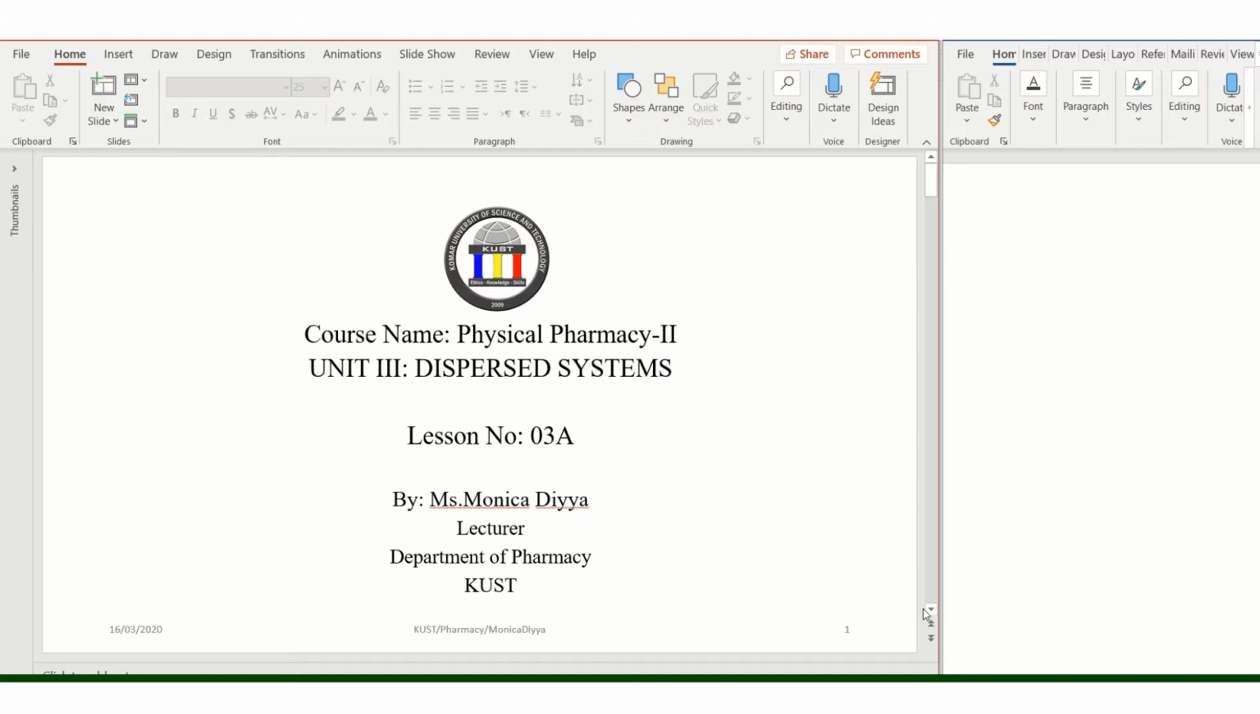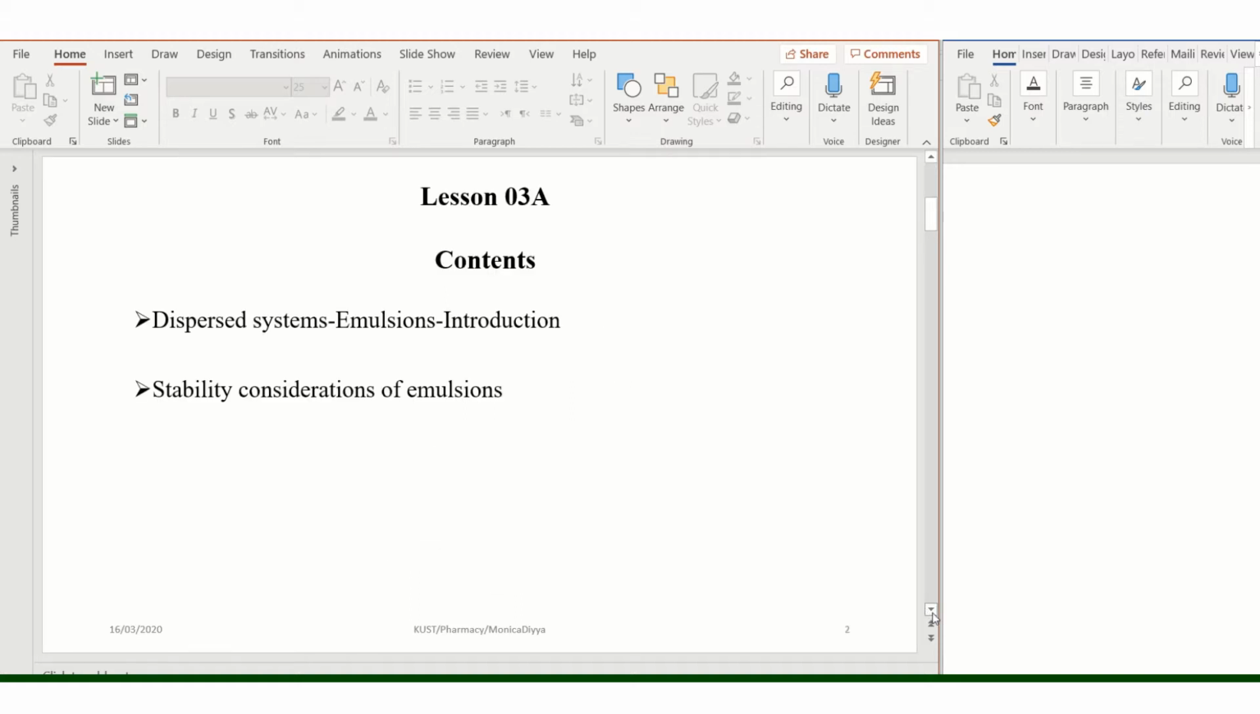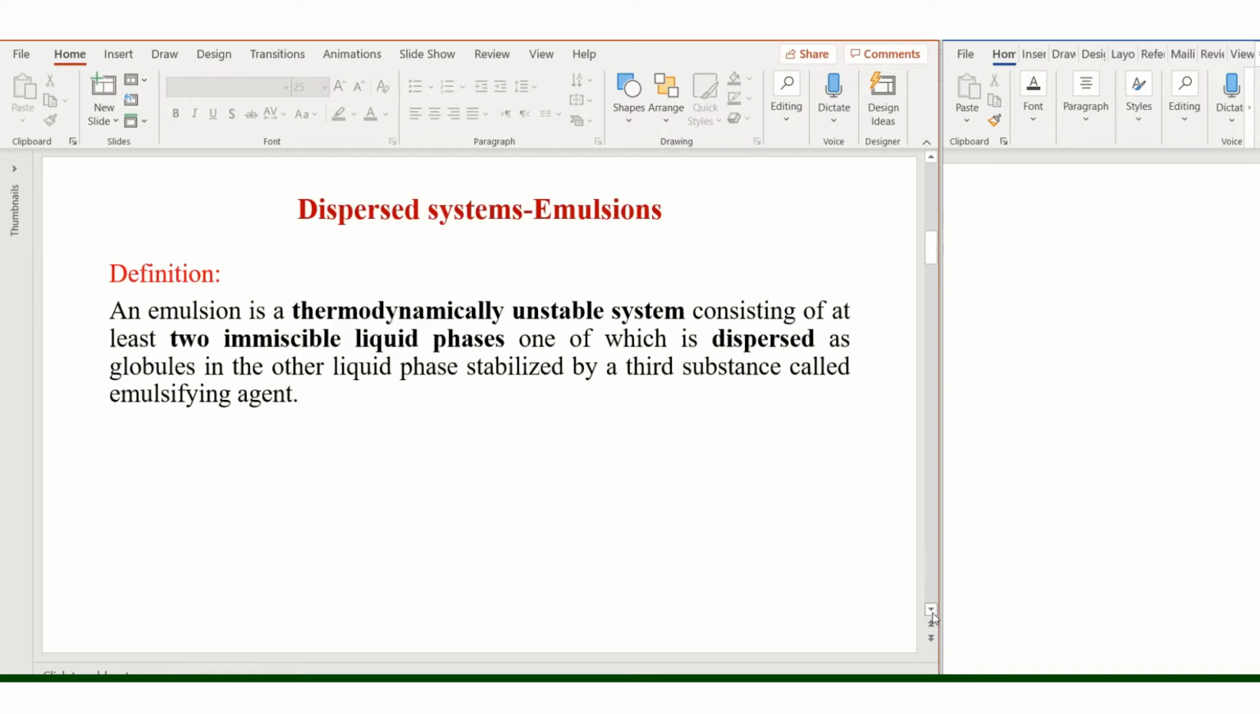Whereas in today's lecture, we'll be discussing emulsions. How can we improve the stability of an emulsion? And what are the various instability parameters of an emulsion? That we'll be discussing in this lecture. Before we get into this, we'll be just brushing up a few basics.